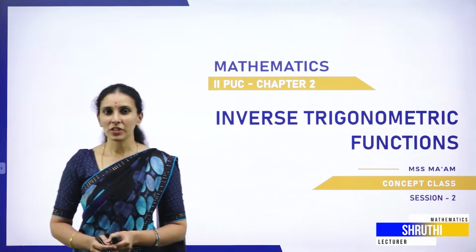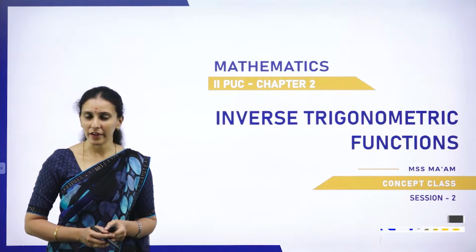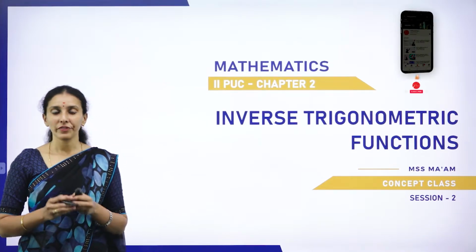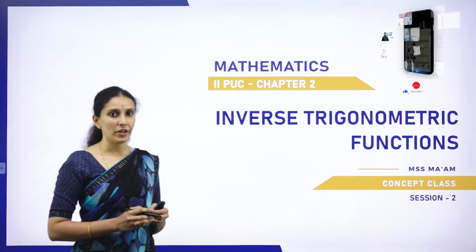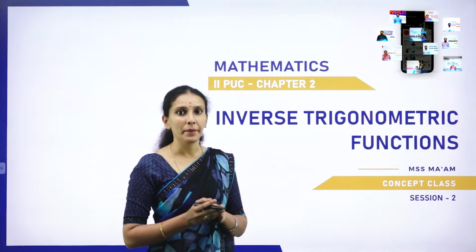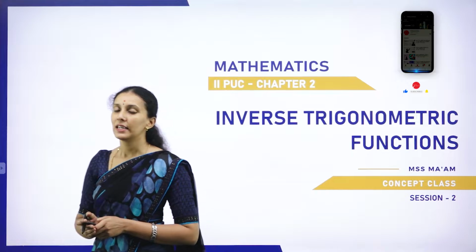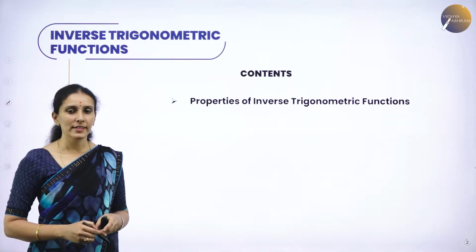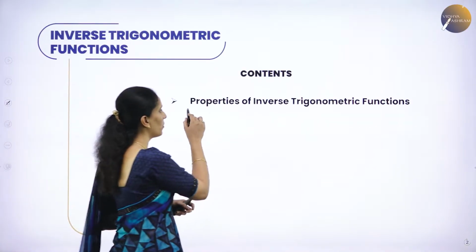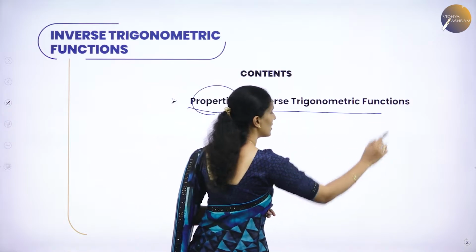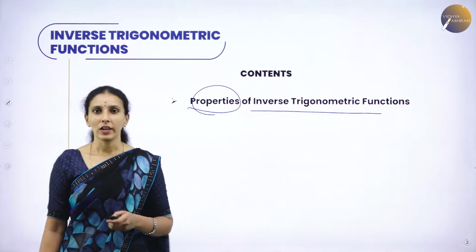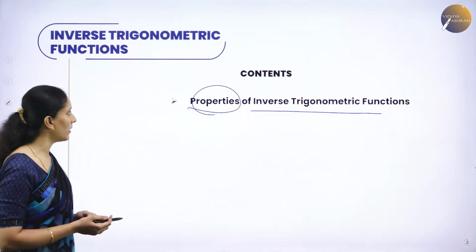So we are in the chapter Inverse Trigonometric Function. In our previous session, we have studied how a trigonometric function can be invertible by restricting its domain as well as the range. In today's session, we'll be studying about the properties of all inverse trigonometric functions. So let's look at what is property number 1.